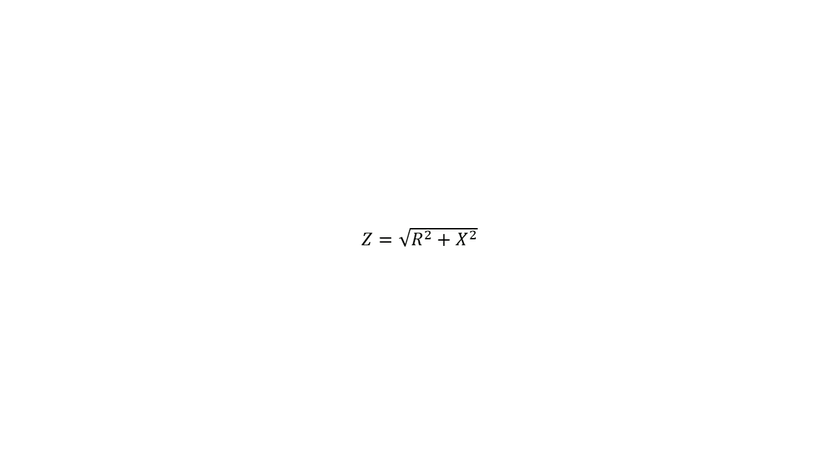Impedance is simply the sum of those two effects, resistance and reactance. The symbol for impedance is Z, and it is measured in ohms, like resistance. Z is the square root of R squared plus X squared, where R is the resistance and X the reactance. That is where the Z on your audio interface comes from.